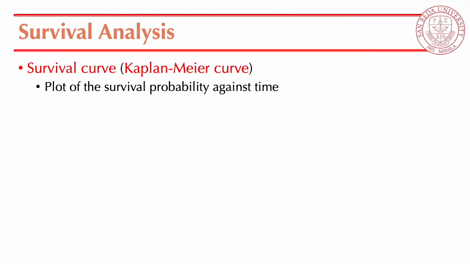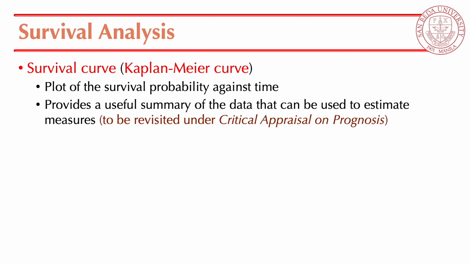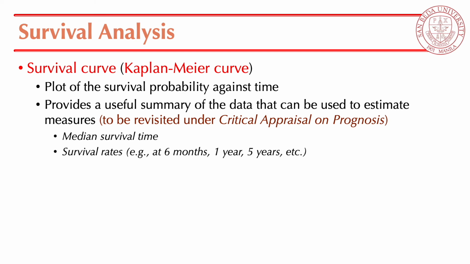In survival analysis, we make use of Kaplan-Meier curves. Now, one type of such curve is the plot of the survival probability against time. The y-axis of the plot will be the proportion of the cohort still surviving, and the x-axis is time. Now, this curve provides a useful summary of the data that can be used to estimate important measures, those measures being median survival time and survival rates. I will show you how to derive them from the Kaplan-Meier curve in the next slide.